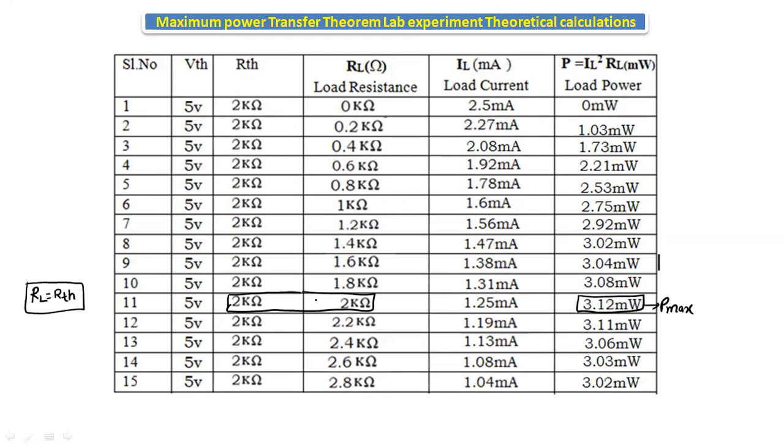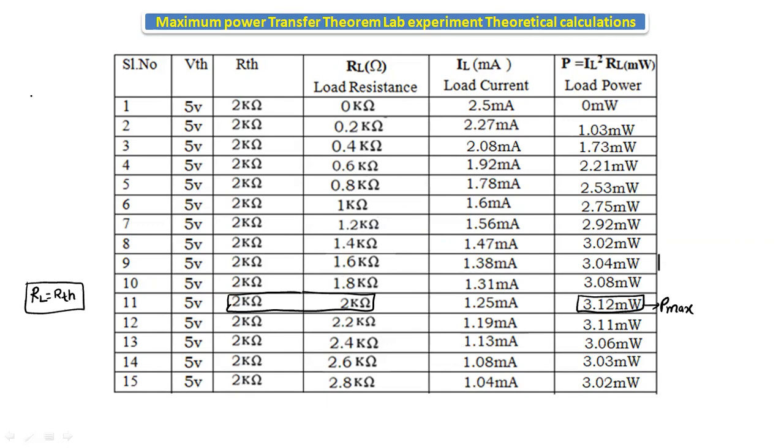This is what we have to verify: when these both are equal, will the maximum power transfer or not, in the maximum power transfer theorem. So that is what we verified here. When these both are equal, we are getting the maximum power. If you see all the powers, 3.12 milliwatts is the maximum. If after 2 kilo ohm you increase the resistance value, the power decreases. If you take 2.2, 2.4, 2.6 kilo ohm, the power is reducing.